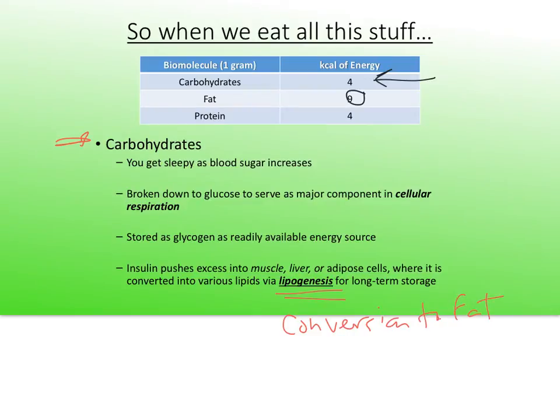Genesis, to make, lipo means fats. So conversion to fats for long-term storage. So if you eat carbs and you don't exercise, right? If you don't burn them right away, let's get rid of that. Like we have here, if you burn them right away, then you're fine. But if you don't, you're going to convert it into fat, and that can be bad.